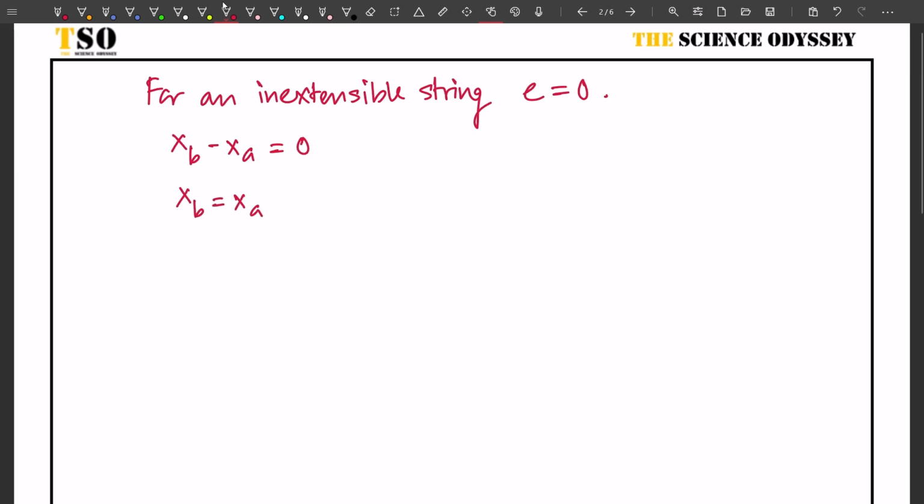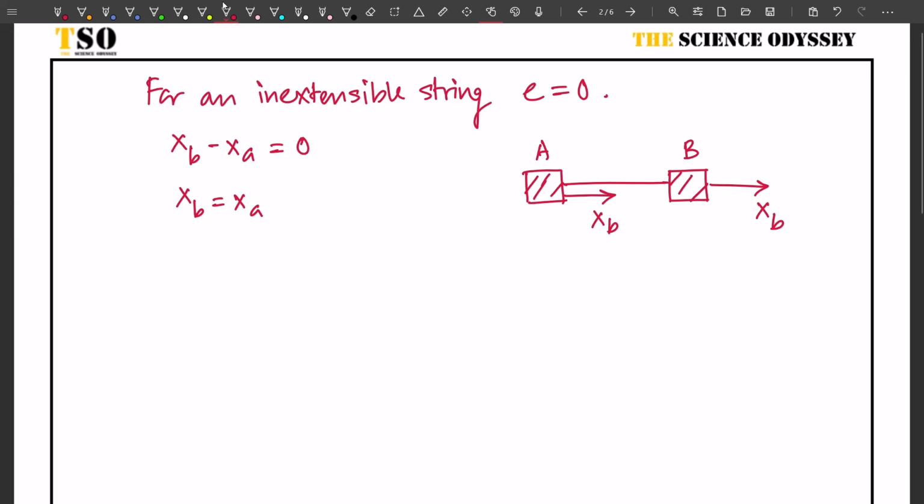Which means that if I displace the block A by some distance xa in this direction, the block B will get displaced in the same direction by the same amount. So this will also be xa. In the same way, if I displace the block B in this direction, xb, the block A will also get displaced in the same direction by the same amount.